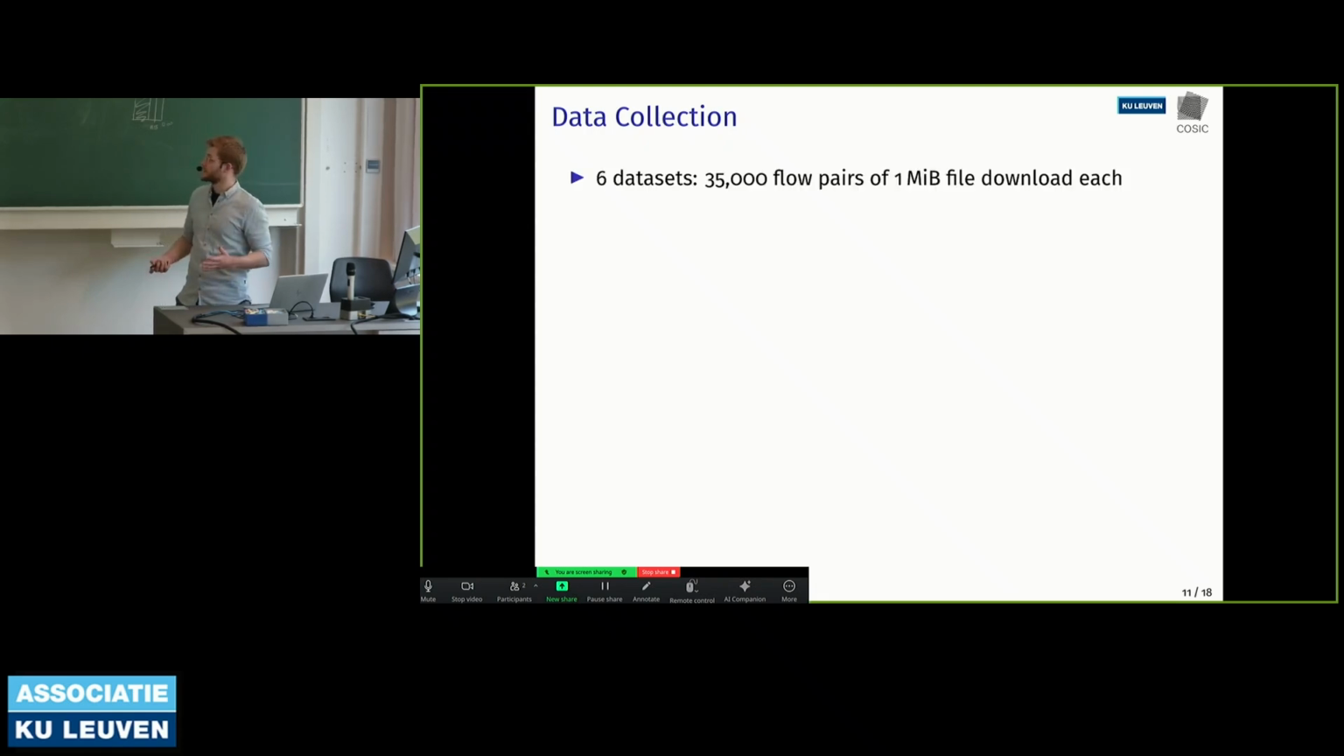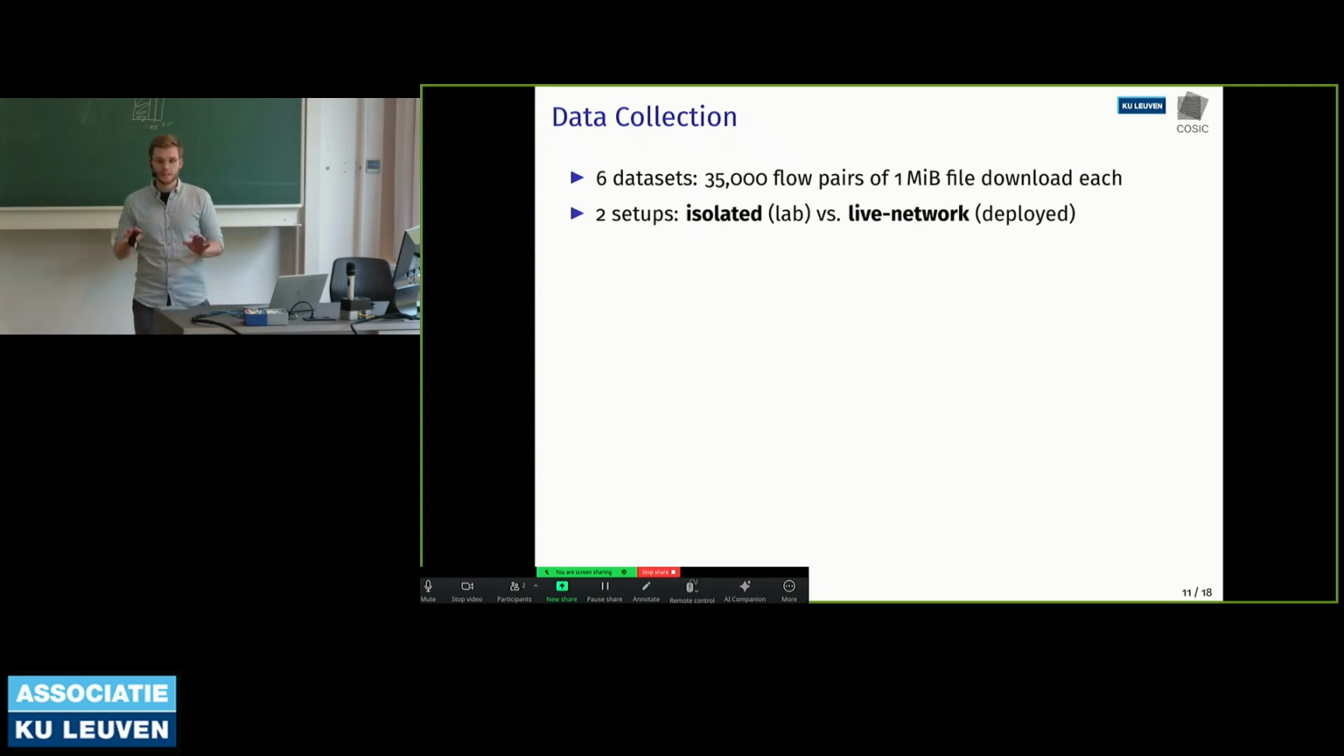So let's talk about this data collection setup. In total, it's 6 data sets that we provide and evaluate. Each data set has 35,000 flow pairs, and each flow pair is a download of a file of size 1 megabyte. This is our exemplary use case. So an endpoint reaches out to a server that supplies this endpoint with a 1 megabyte sized file, and we trace the metadata for this download 35,000 times for each data set, right?